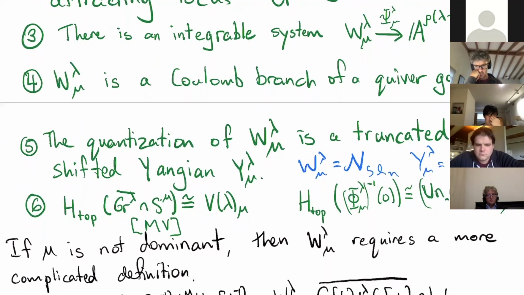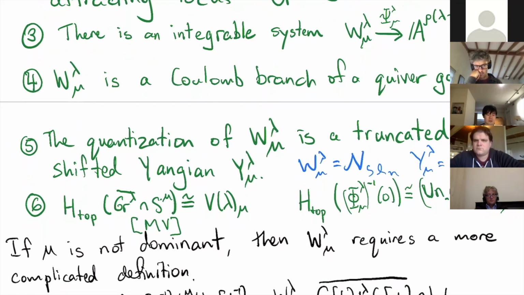Okay. If mu is not dominant, so all this was in the case when mu is dominant. Now, you might say W mu could be defined when mu is not dominant by the same definition. We can still look at T mu inside the affine Grassmannian. We can still take this orbit W mu, but we'll lose a lot of the good properties. Especially we'll lose the fact that it contains the Mirković-Vilonen locus. That will not be true.